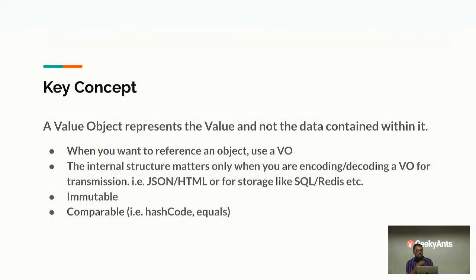So to summarize, the value object is a reference to the object. We'll use the value object, and the internal structure only matters when you're trying to convert it into some sort of decoding, encoding, serialization, or when you're trying to put it in a database. It is immutable and it is best suggested to be comparable.